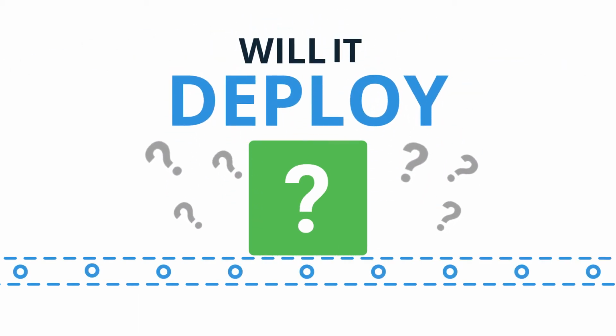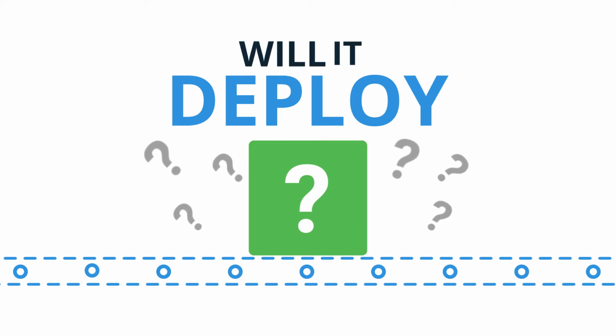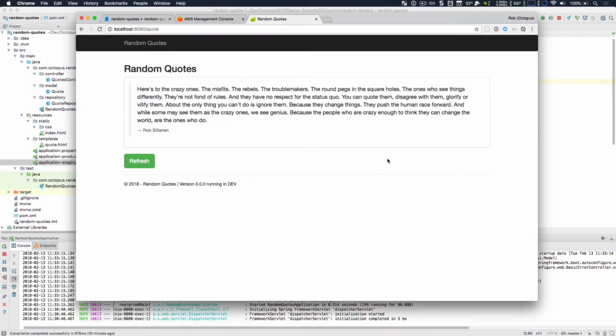Welcome to another Will It Deploy video, where we try to automate the deployment of different technologies using Octopus Deploy. Today we're going to take a look at deploying a Spring Boot web application to Amazon Web Services Elastic Beanstalk, including cloud infrastructure provisioning and a zero-downtime production deployment. Let's get started. Now let's take a look at our sample app.